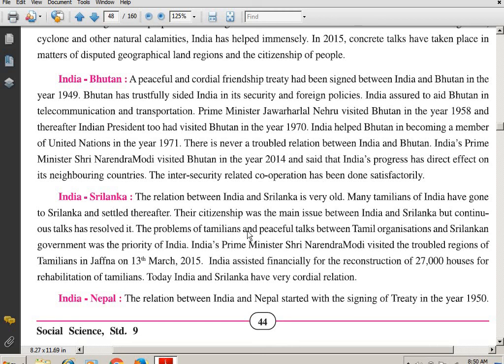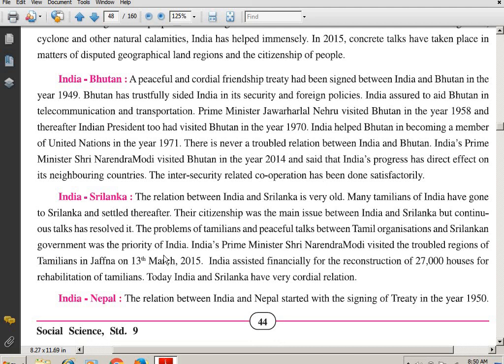The problems of Tamilians and peaceful talks between Tamil organizations and the Sri Lankan government were a priority of India. What problems were they facing? The peaceful talks between Tamil organizations and the Sri Lankan government were a priority of India. The Indian Prime Minister, whoever was in that post, decided that what is more important is to have talks between Tamil organizations and the Sri Lankan government about the issue of citizenship.